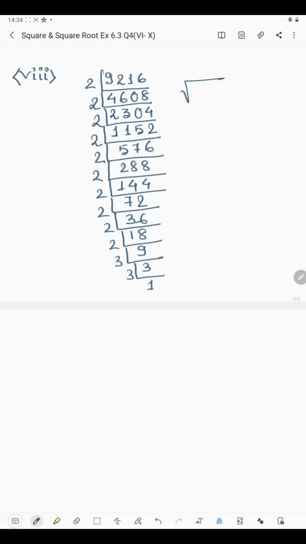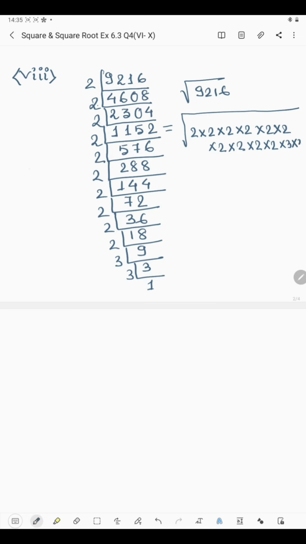So the square root of 9216 will be: 1 2 3 4 5 6 7 8 9 10. We have ten 2s, and we have two 3s.